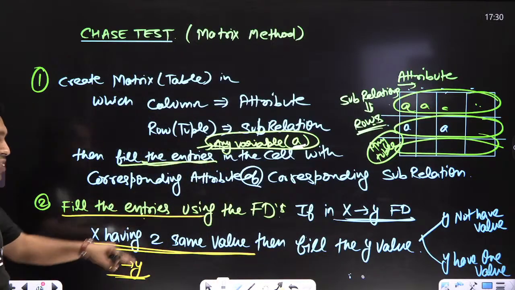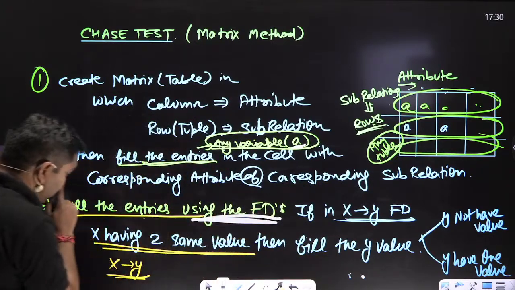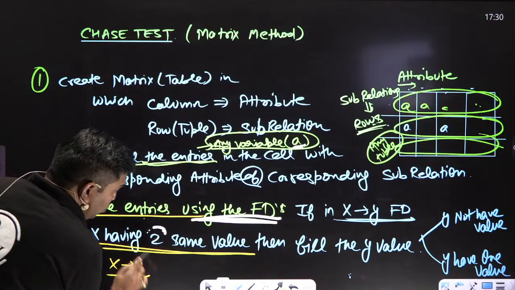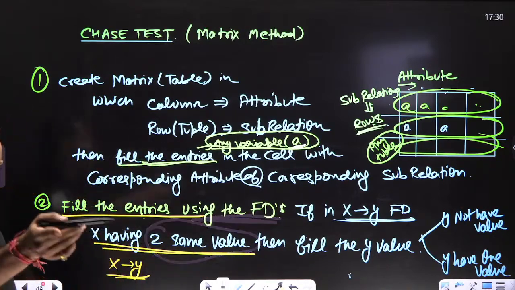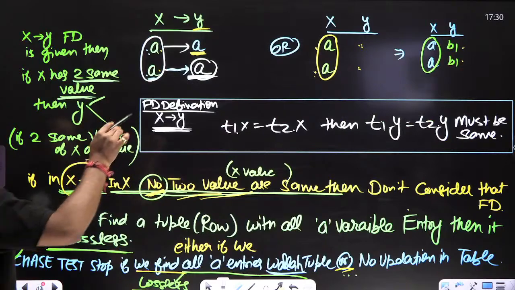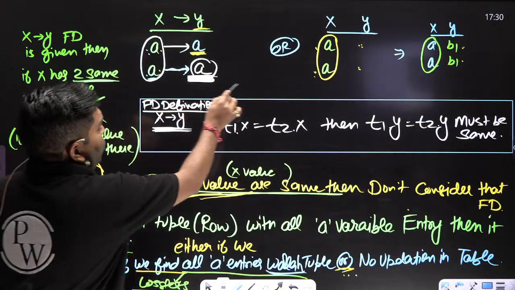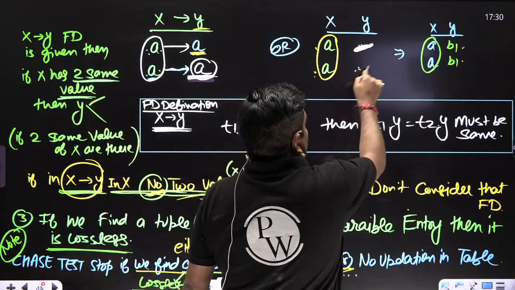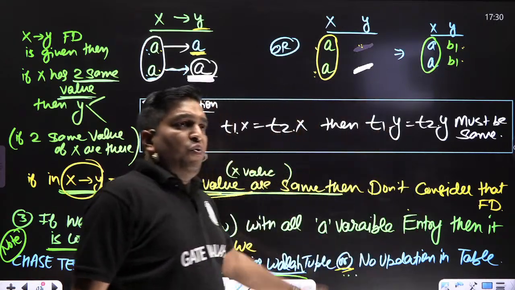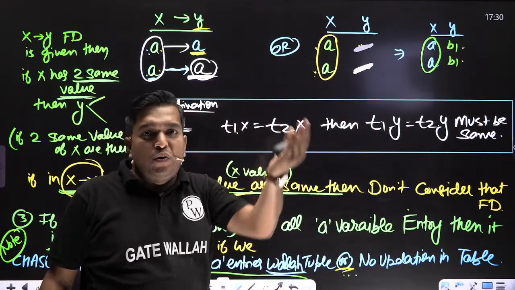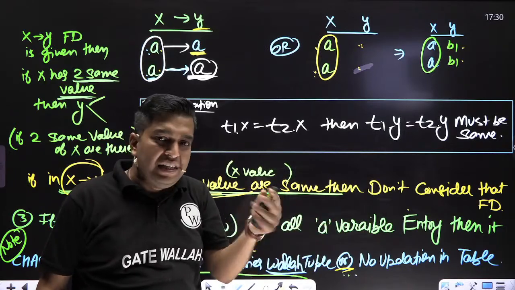Then fill the entries using the FDs. How the FDs? If X has two same values, then there are two possibilities. Either you will get one Y value or you will not get any Y value. If you do not get any Y value, you fill B1. And please, now you can solve the Ullman book's exercises, examples, each and everything.